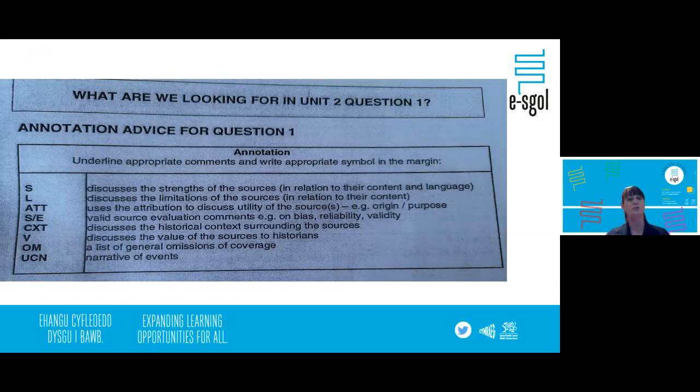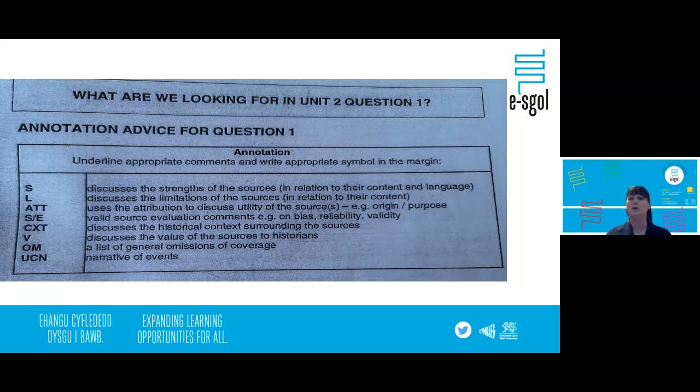So when you do practice papers, you will very often have your teachers or lecturers annotating your work. And these are the sort of codes that they will use to annotate your work. And again, we can learn something from this because it shows us what they're looking for or maybe not looking for in their answers, or in your answers. So an S would mean that you are discussing the strengths of the sources. An L would discuss the limitations. AT, you're using the attribution. An SE, you're giving source evaluation comments, maybe on the bias, the reliability or the validity of the source.